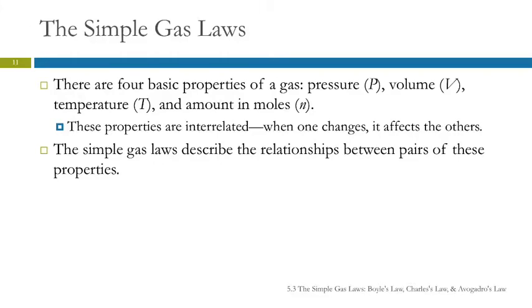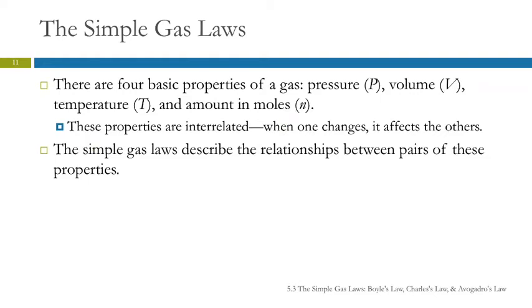Okay, so this brings us to what are known as the simple gas laws. There are 4 basic properties of a gas. Pressure, abbreviated with a capital P, volume, abbreviated with a capital V, temperature with a capital T, and when we talk about an amount of gas, we usually refer to the amount in moles, and that's given the symbol lowercase n. Don't ask me why.